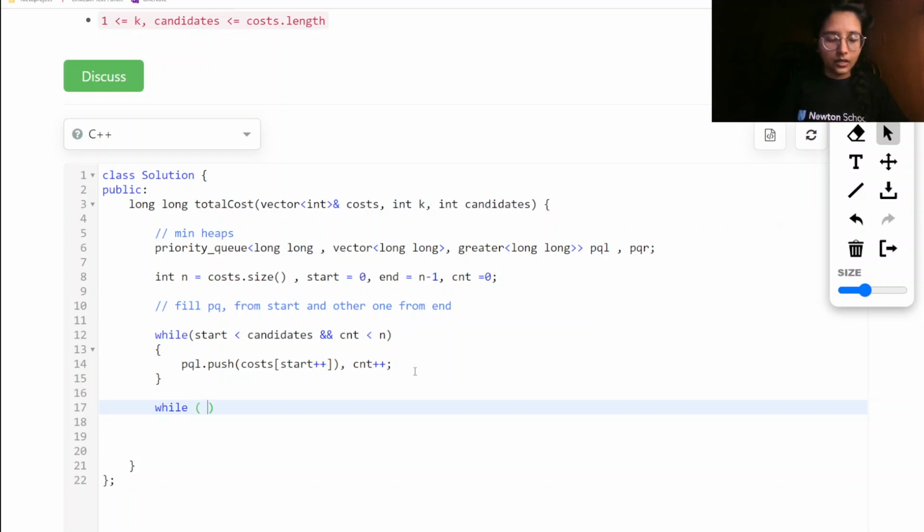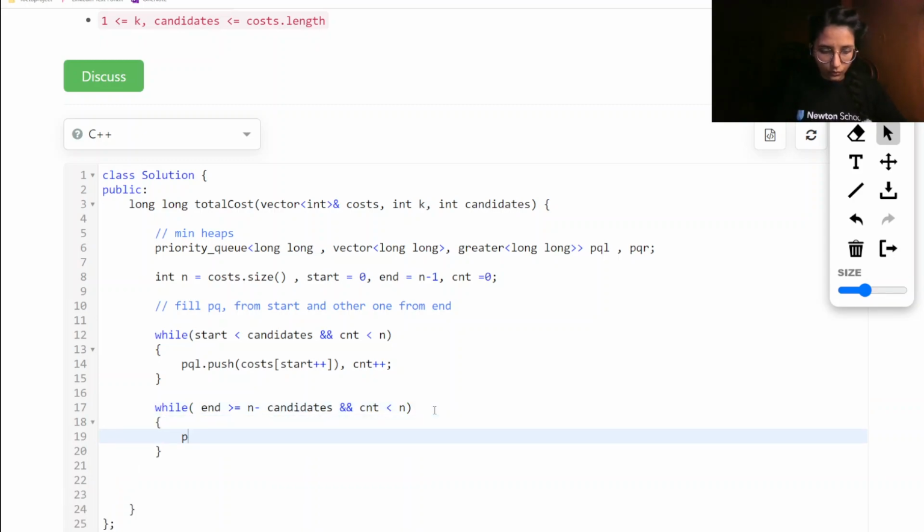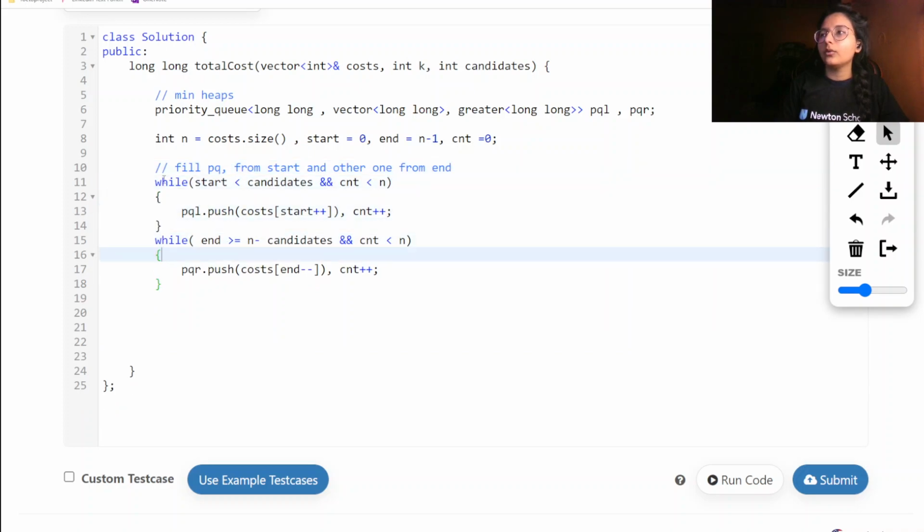Now this is for our right priority queue. So here we will be checking that while end is greater than n minus candidates, which is being given to us, and our count is basically less than n. By keeping these things as a check, we are required to fill our second priority queue, that is PQR dot push cost of end minus minus, because we are going from end towards start. So that's why, and count plus plus. In this manner, we are initially filling up our initial priority queues. That's what we are doing here.